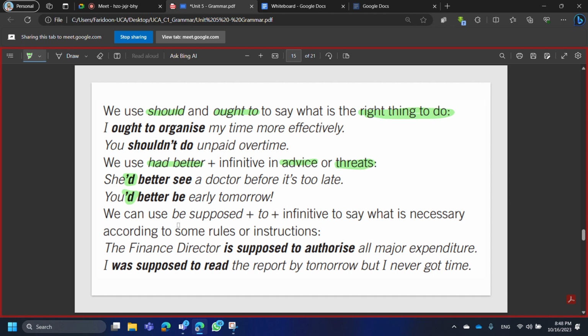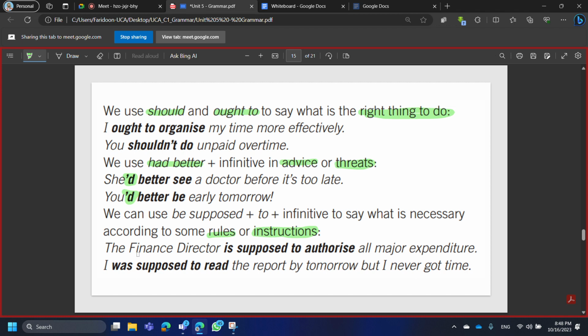Continuing, we can use be supposed to plus infinitive or base form to say what is necessary. According to what, guys? According to some rules or instructions. So when you're talking about some rules and instructions and saying that this is necessary because of that rule, or rule number 2 or rule number 3, we're using the structure be supposed to plus infinitive.